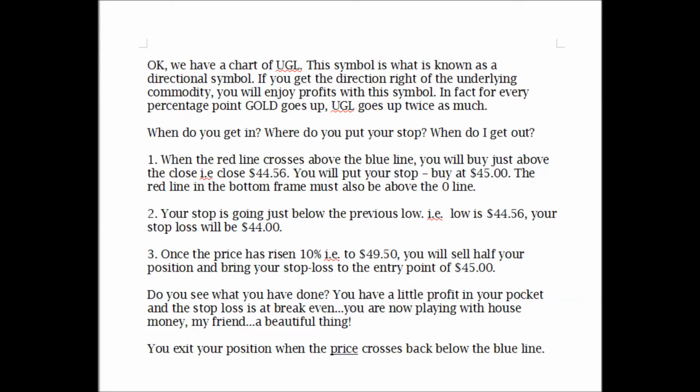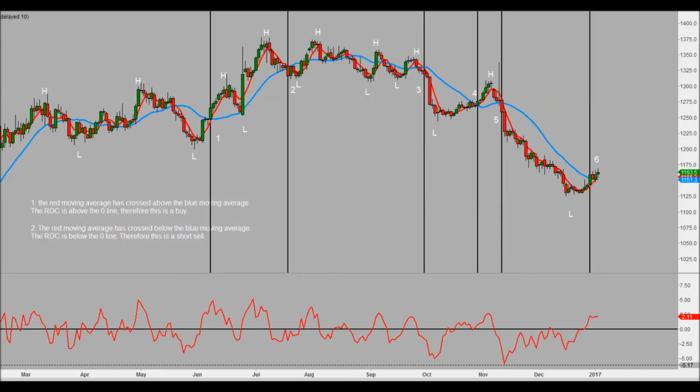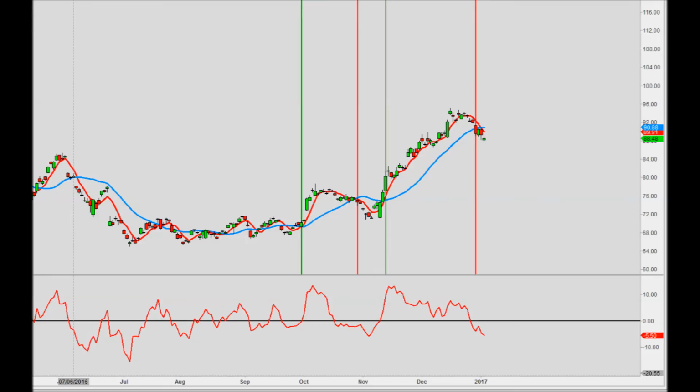Now, if we go back to our gold chart and we move along, we can see the higher highs and the higher lows change over to lower highs and lower lows. Definition, downtrend. So now we're only going to go to the short side of the market. That is, we're going to profit from gold going down. So now the symbol for that is GLL, another direction symbol that will profit as gold goes down.